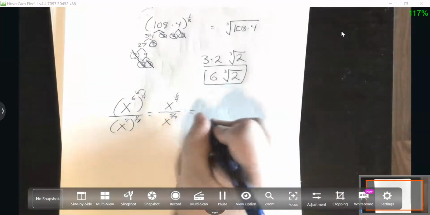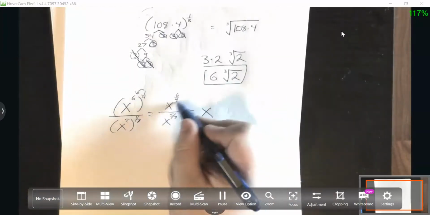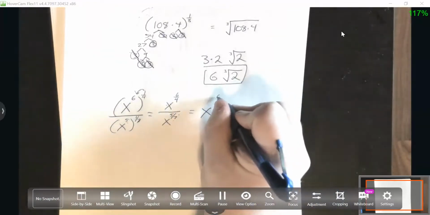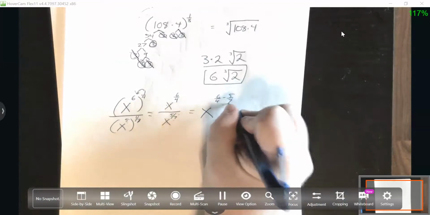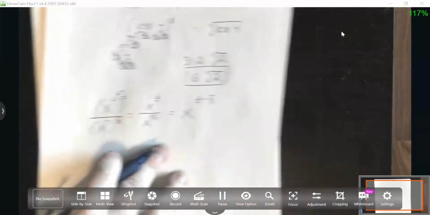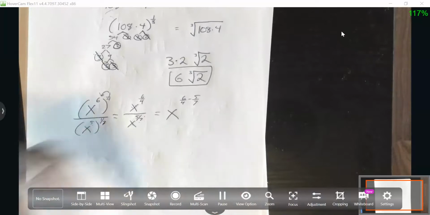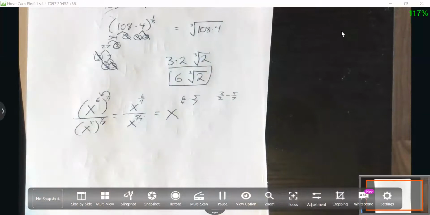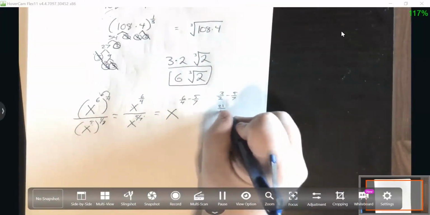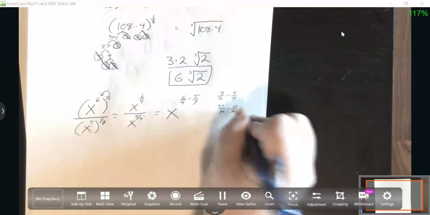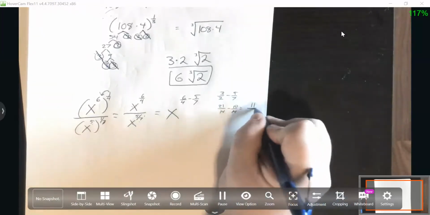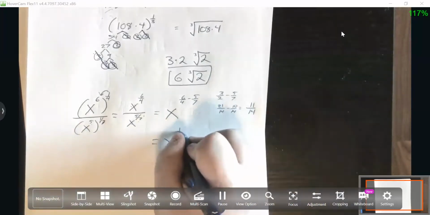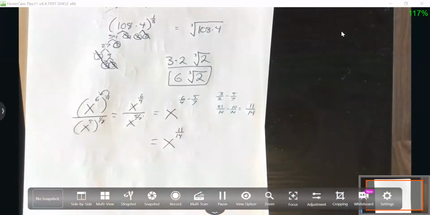Next step, exponent rules. If we have the same base being divided by different powers, that means we subtract the powers. So that's 6/4 minus 5/7. Might be easier if we reduce this a little bit. So that's 3/2 minus 5/7. Remember, you have to get a common denominator. So that'd give us 21/14 minus 10/14. 21 minus 10 is 11/14. So all of that would be equal to x to the 11/14.